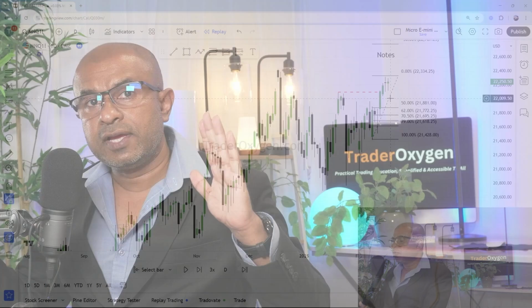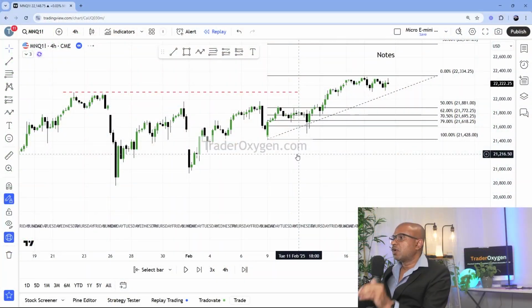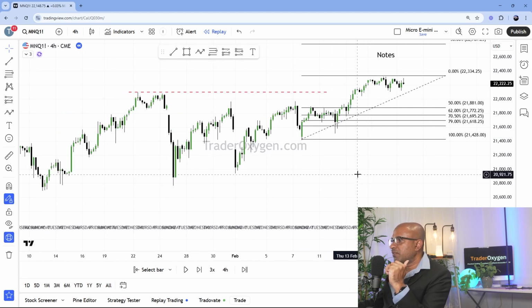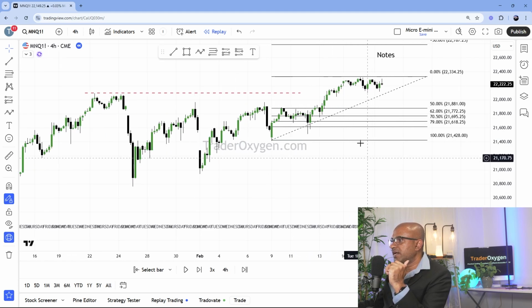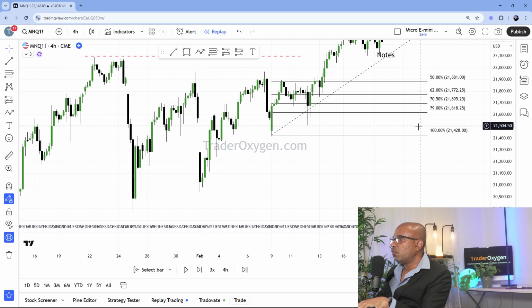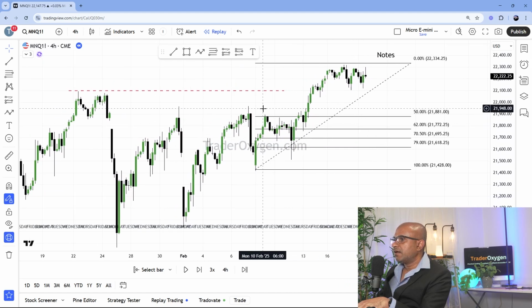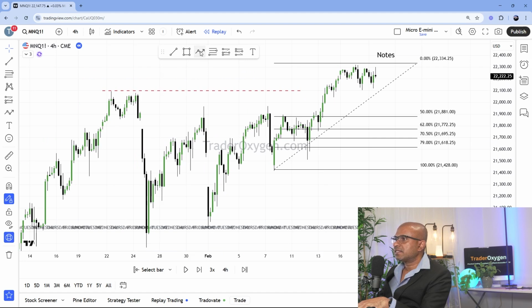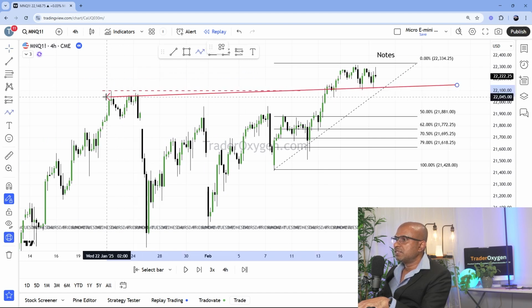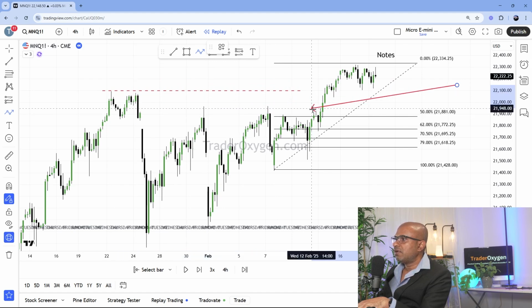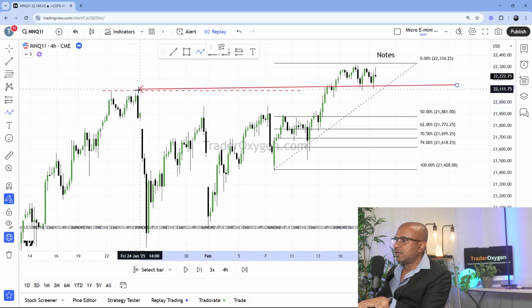Okay, so now let's jump into the 4-hour chart. So now I'm in the 4-hour chart of micro mini Nasdaq index futures. As I said, we are expecting the price to go down into the fib 62%. If I look into this area in the 4-hour chart, we can consider this as a liquidity hunt because of these equal highs and these equal highs over here. All these equal highs have been hunted.